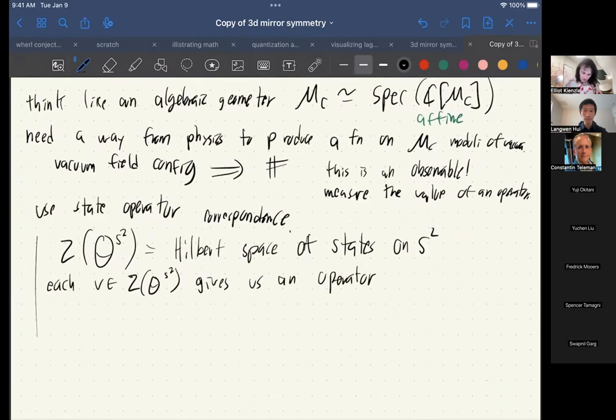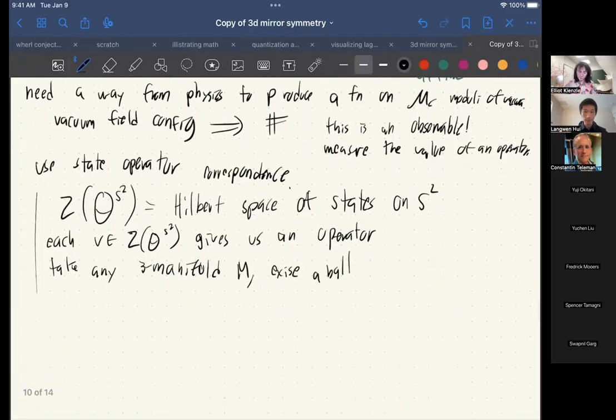Okay, so we're going to take any three-manifold M, which is going to have any sorts of structures that we want on it. It could have boundaries, as long as those boundaries are labeled. It can have this and that and the other thing. But we're going to excise a ball. Okay? And this, because of the Atiyah definition, gives a cobordism.